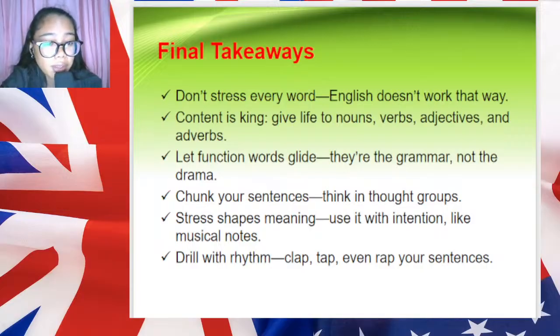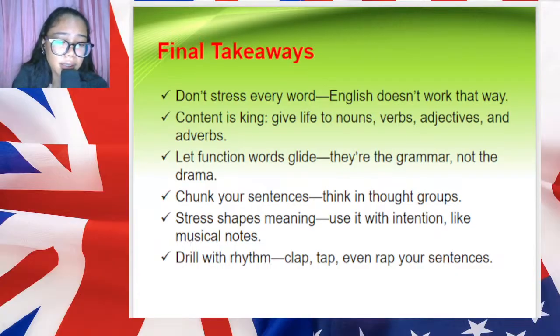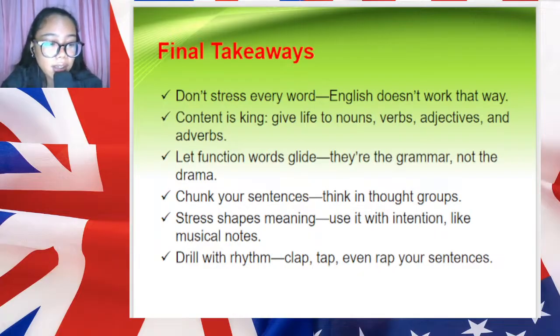By giving life to them, making them longer in duration, slightly louder in volume, or higher in vocal pitch, you instinctively guide your listener to the most vital parts of your message. Okay? It's like putting the important words in bold when you are writing, but you're doing it with your voice. Okay? That's the second takeaway.